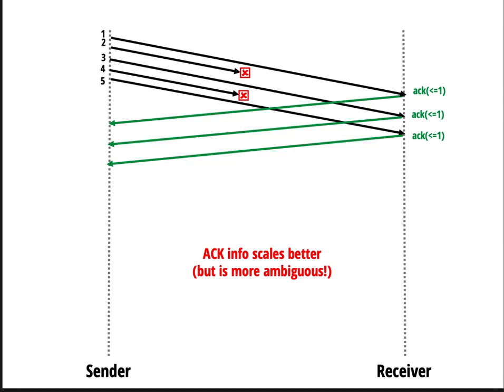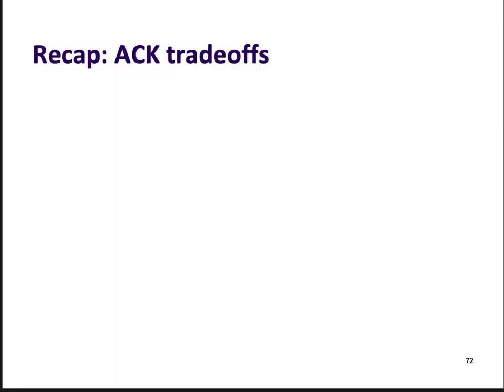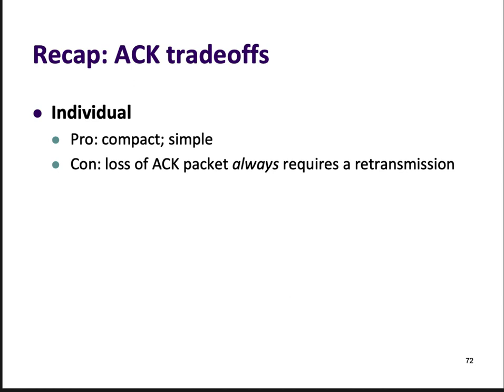There is one thing to note, though: every time you get one of these ACKs, you are learning something about the receiver. You're learning that the receiver received some packet. You're just not learning exactly which one it received. Let me recap the ACK trade-offs, and then let's pause for questions. Individual ACKs, this is when I get packet I and say ACK I. It's very simple and very compact. The problem is if you lose an ACK, you will always have to take a timeout and retransmit that packet. And remember, we don't like timeouts.